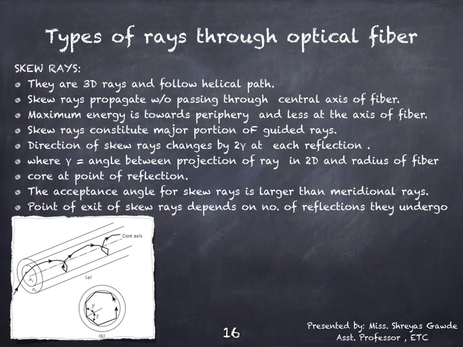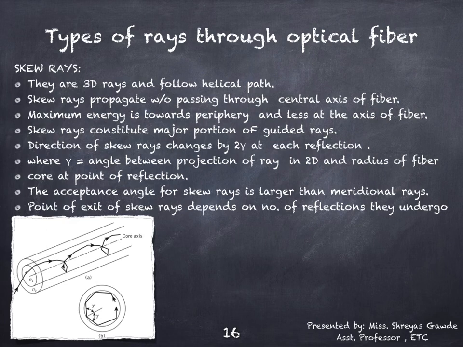So the next category of ray transmits without passing through the axis of the fiber. They follow a helical path through the fiber as shown in this figure, and they are called skew rays. It can be observed from this figure that the helical path traced through this fiber gives a change in direction of 2 gamma at each reflection, where gamma is the angle between the projection of the ray in 2 dimensions and the radius of the fiber core at the point of reflection.